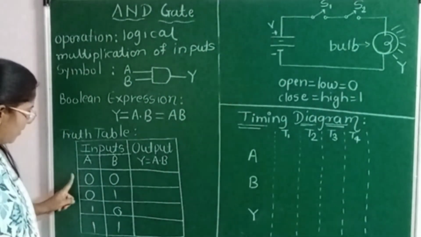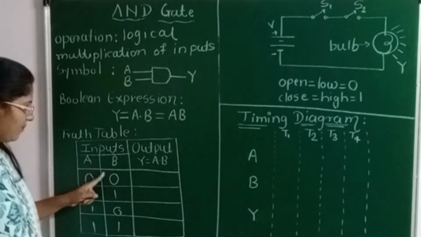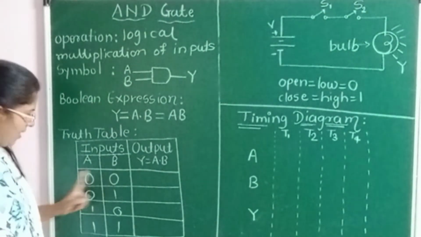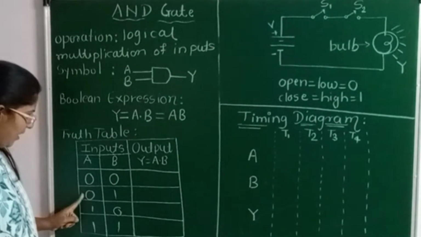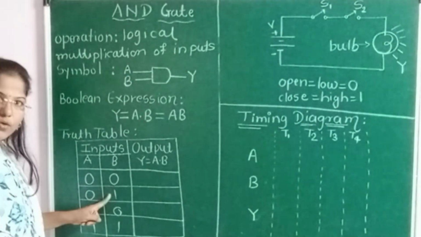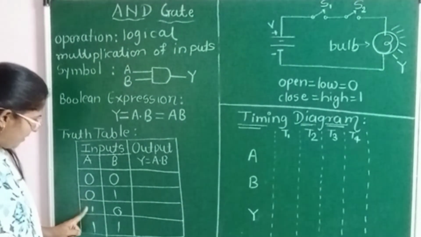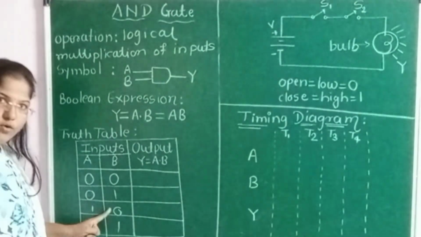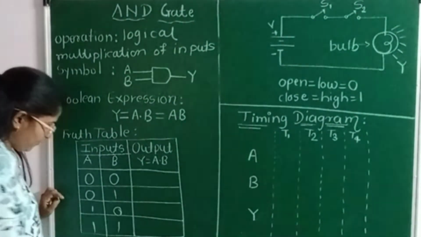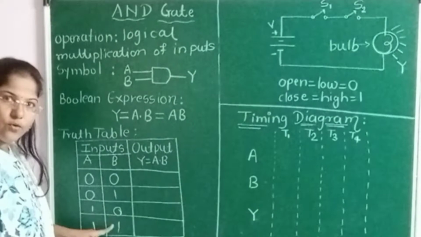The first possibility of the input is A can be 0 and B can be 0. The next possibility is A equal to 0, B equal to 1. The next one is A equal to 1, B equal to 0. And the last one is A equal to 1 and B equal to 1.